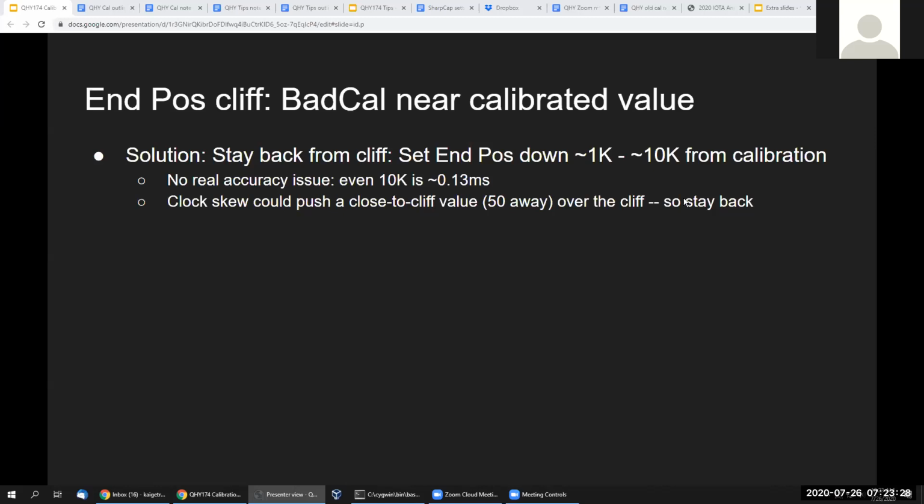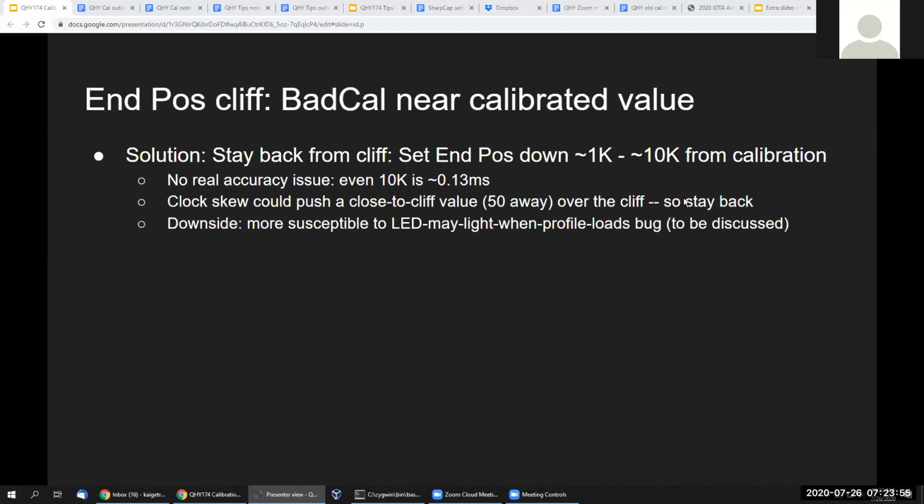That's a count of 75. So if I calibrated to within 50, which is officially what the procedure says, that's 1 microsecond clock drift can push me over the cliff. So I think what happens there is we calibrate according to the procedure and get really close to that cliff, but not over it. And then clock drift in the field might push us over. So just stay back, go back 10K. It's less than a millisecond.